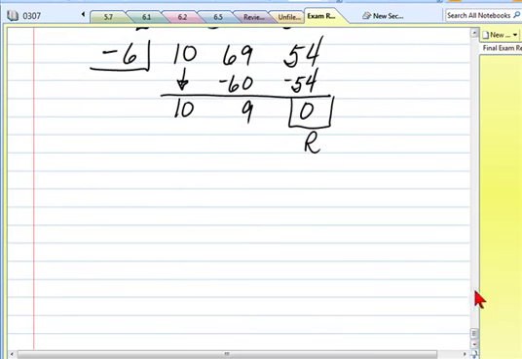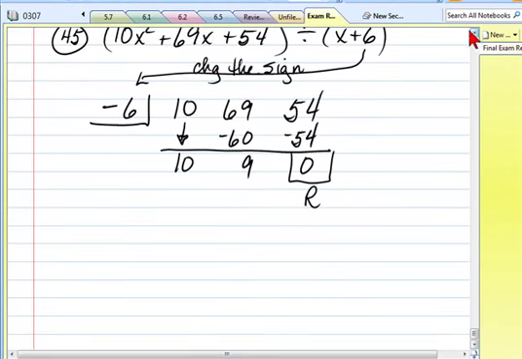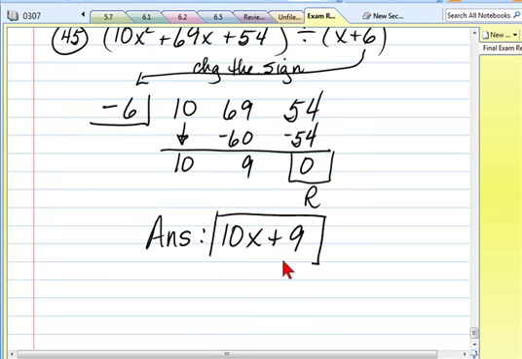If the original dividend was x squared, your answer will be 1 degree lower. It will only be x. So the answer will be 10 times x plus the constant 9. It will always be 1 less. And then it decreases by power.